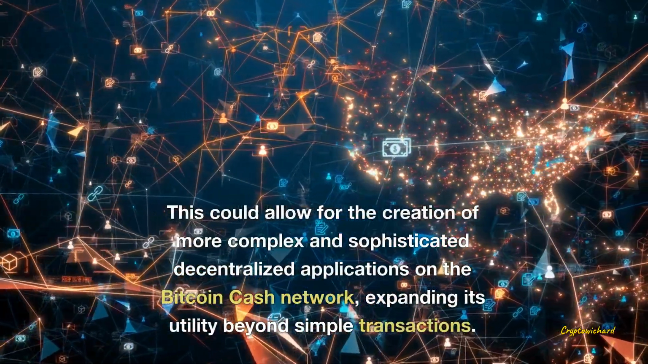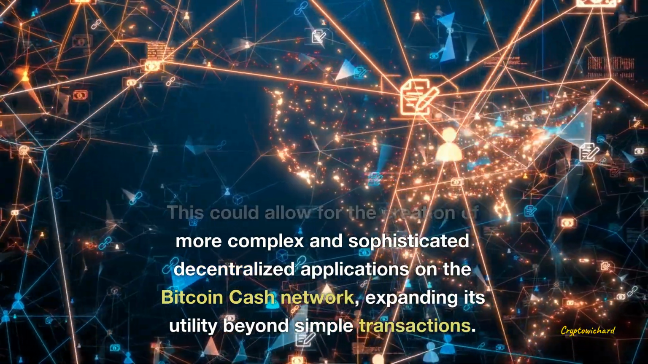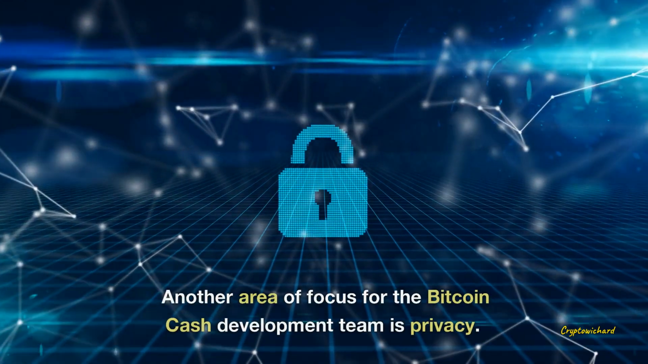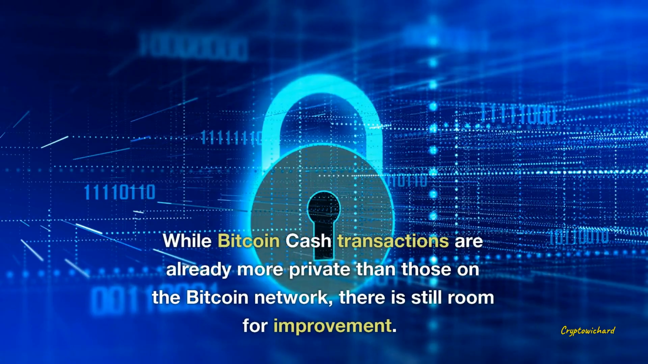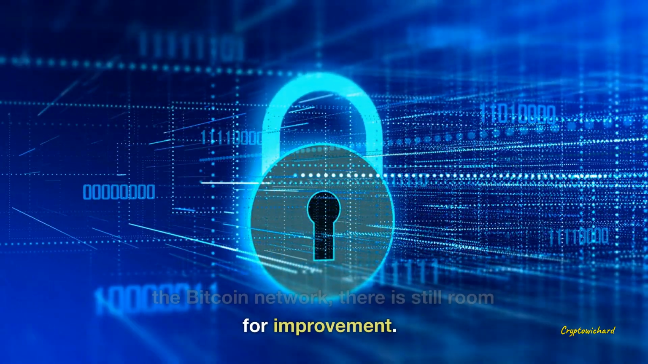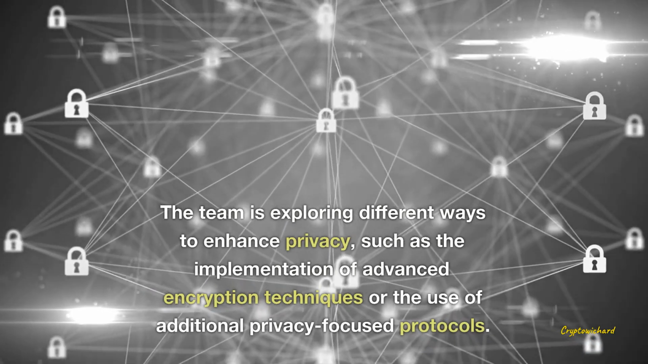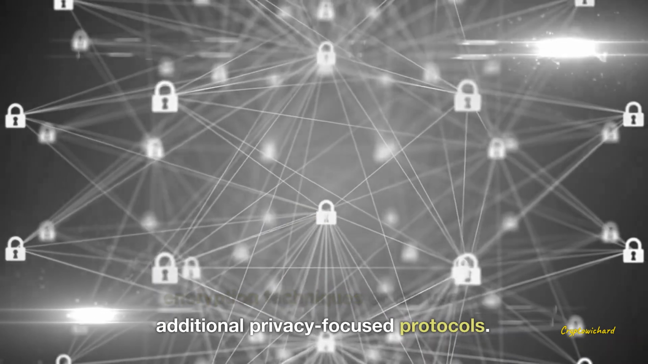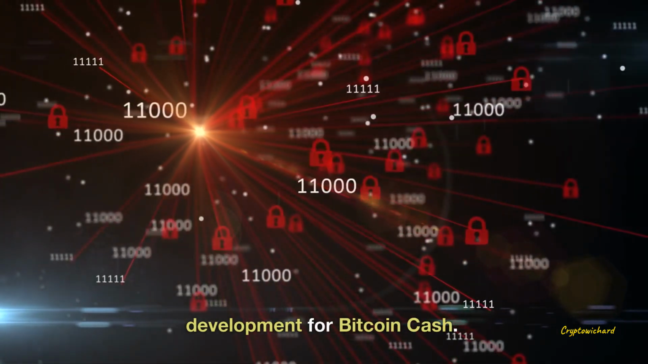This could allow for the creation of more complex and sophisticated decentralized applications on the Bitcoin Cash network, expanding its utility beyond simple transactions. Another area of focus for the Bitcoin Cash development team is privacy. While Bitcoin Cash transactions are already more private than those on the Bitcoin network, there is still room for improvement. The team is exploring different ways to enhance privacy, such as the implementation of advanced encryption techniques or the use of additional privacy-focused protocols.